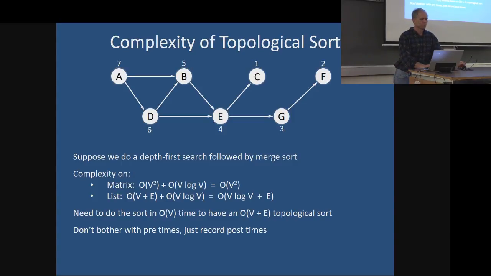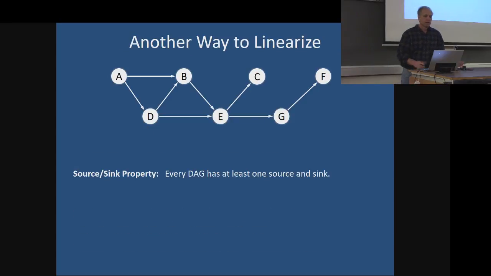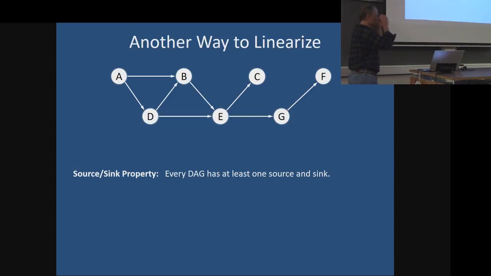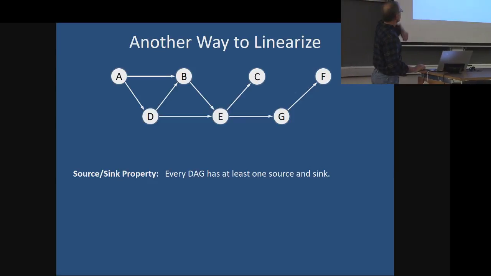So this is an illustration that if we just recorded post times, that's what you would get. And basically, as you discover them, you just fill in the array. Now there is another way to linearize, which is essentially you look at the data structure and find a sink, I mean a source rather, and you take it out of the graph, and that becomes the first element. That's the first thing in topological order.